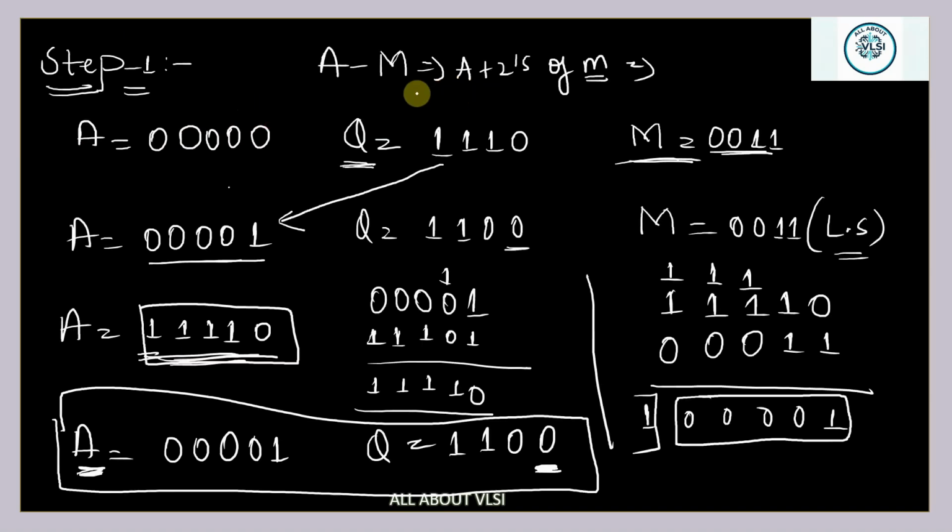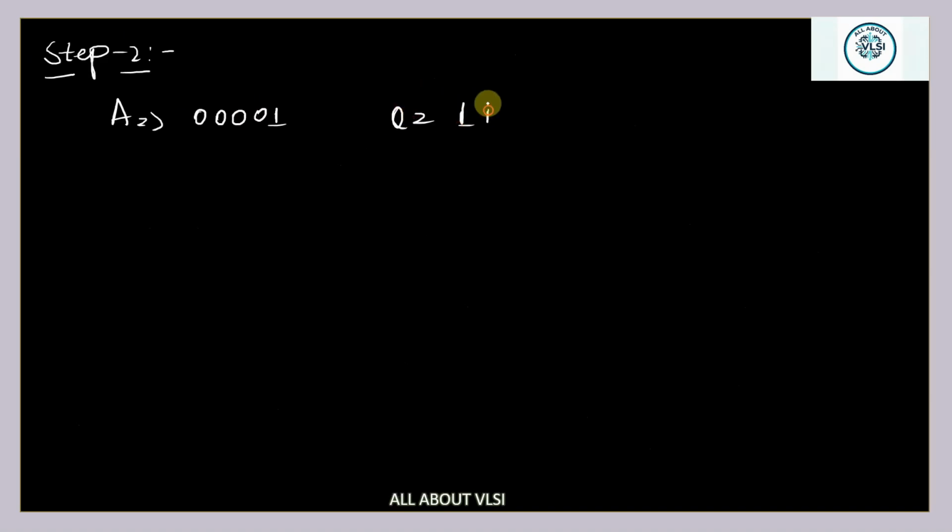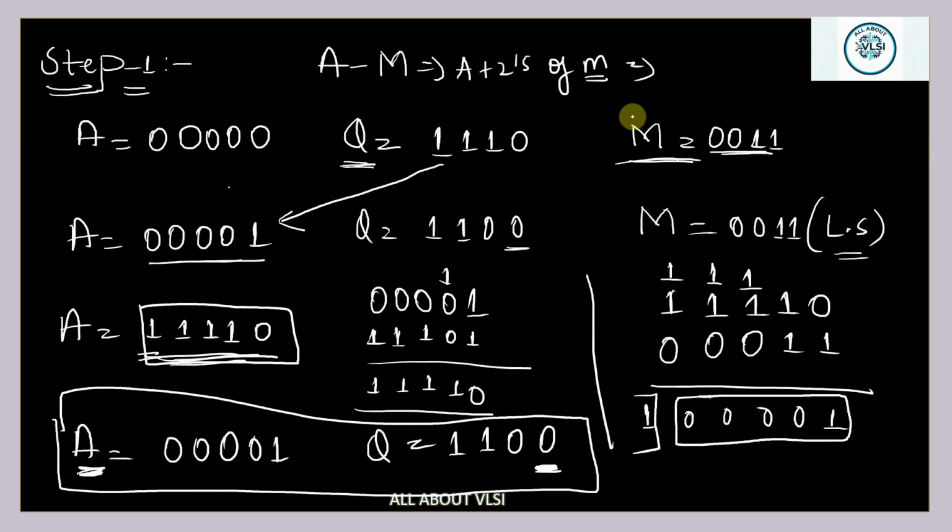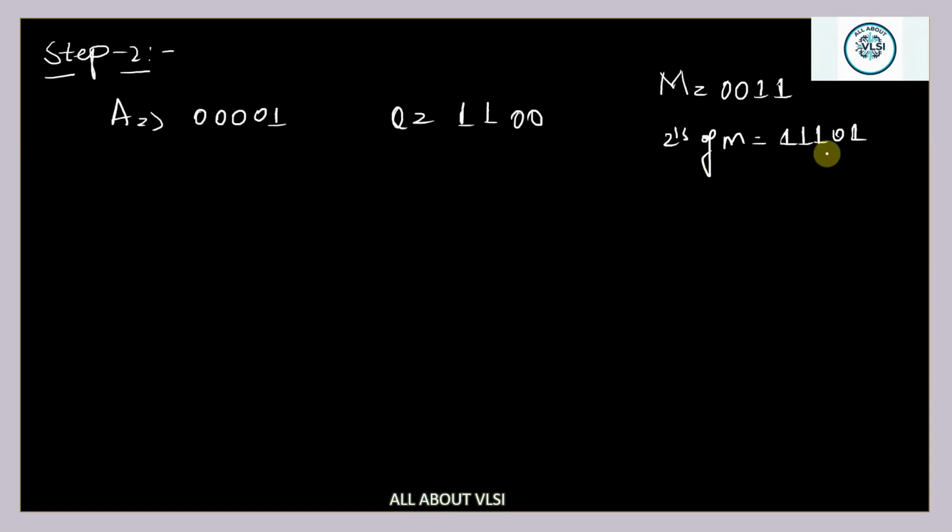Okay, now let's move to step number 2. In step number 2, we have the accumulator value as 00001, and the quotient value is basically 1100. Okay, and the M value here is 00011, and the 2's complement of M is basically 11101. This is nothing but my 2's complement of M.